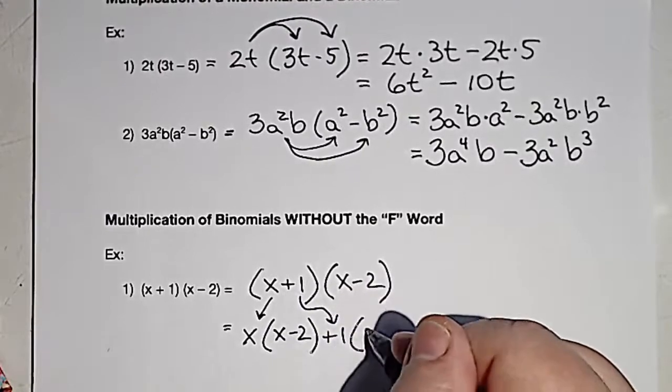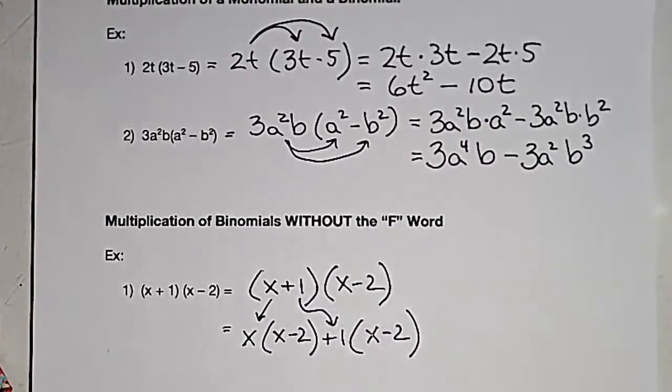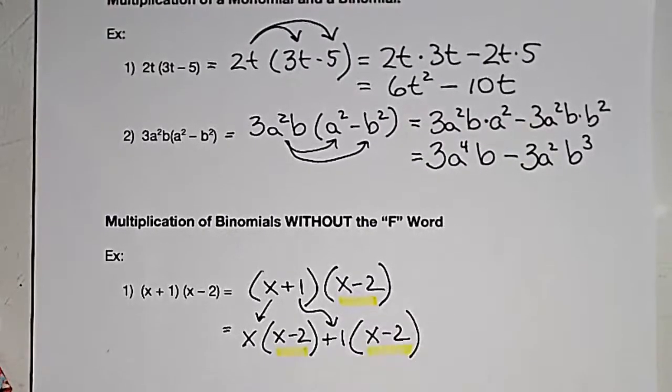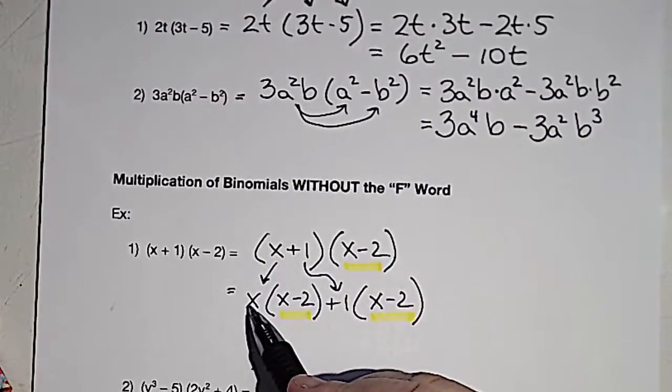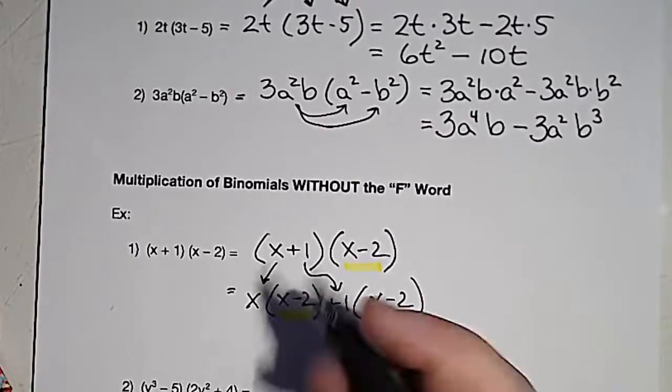And then 1 is going to multiply the whole second one. So I'm breaking it down into 2 pieces. The x minus 2 is the same for each of them, but I split up the first one. So x goes through and then 1 goes through. So it's like taking turns.